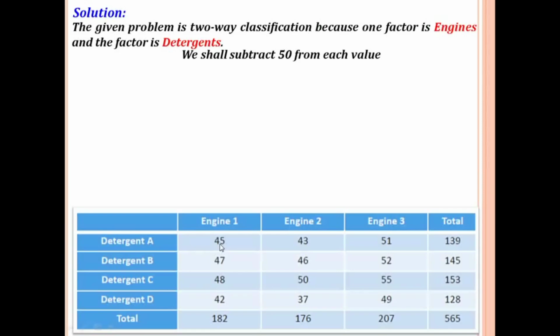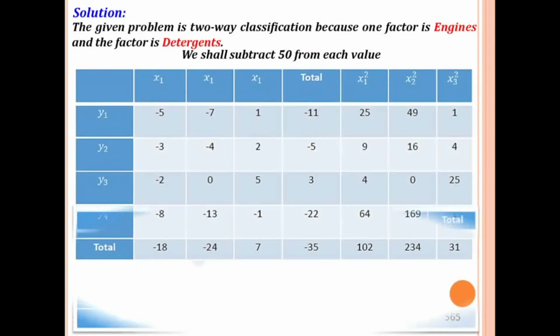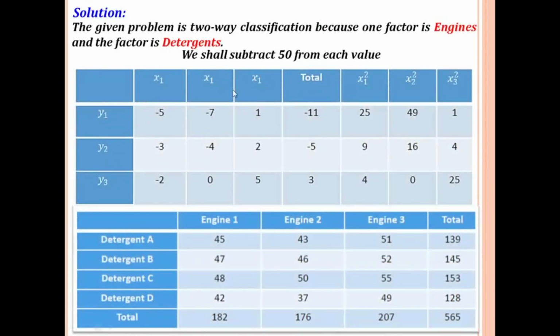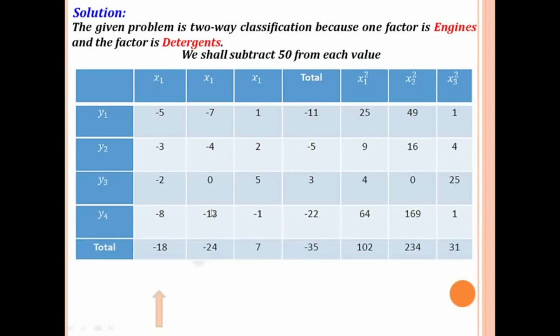For example, we consider 45. What is 45 minus 50? Equal to minus 5. 43 minus 50 equal to minus 7. Similarly, we get the second row, third row and fourth row values. Here column wise we consider engine, right? The engines are nothing but different treatments, so we assign different notations: this is x1, this is x2, and this is x3.